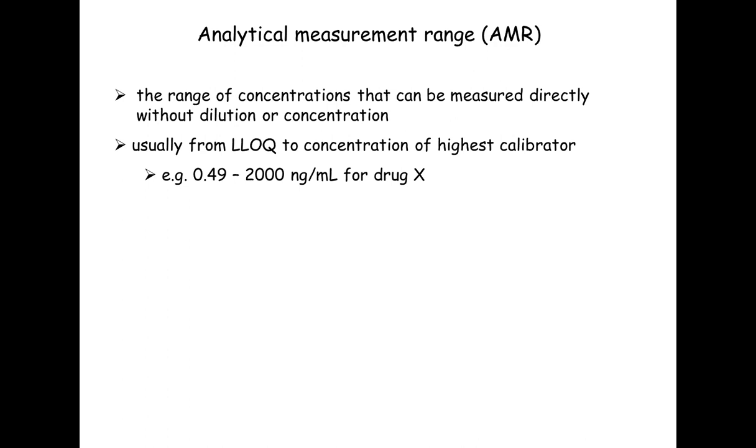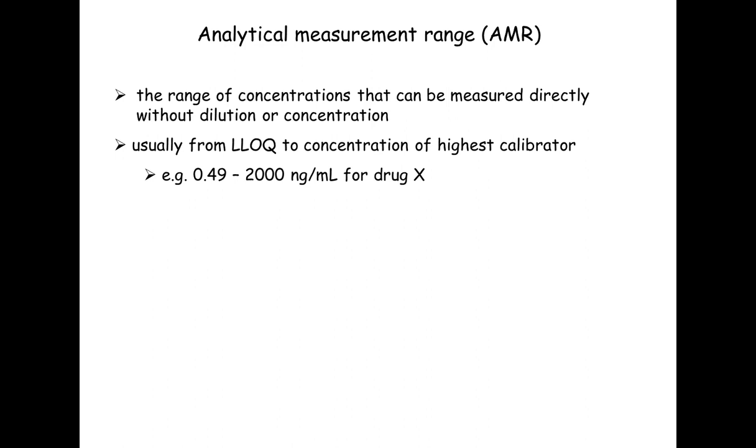So the analytical measurement range is essentially the range of concentrations that can be measured directly without doing a dilution or any type of concentration. And for most quantitative mass spec methods, this is going to be from your lower limit of quantitation to the concentration of the highest calibrator. And so in this example, it would be 0.49 to 2,000 nanograms per mL for drug X.